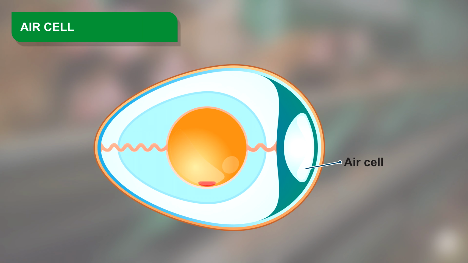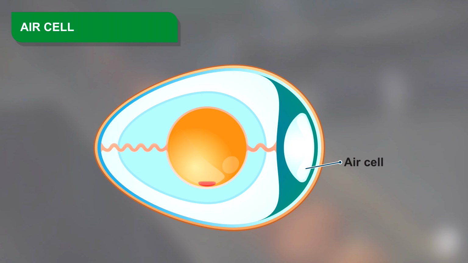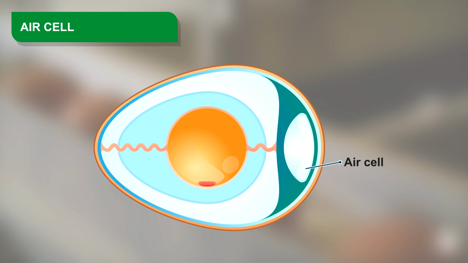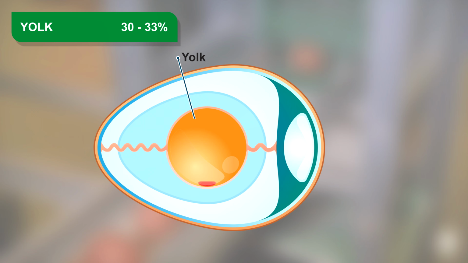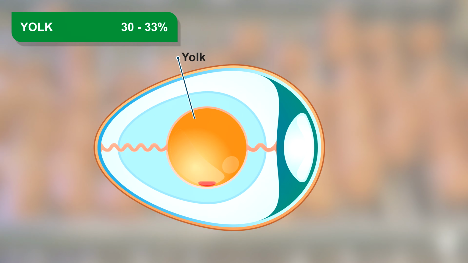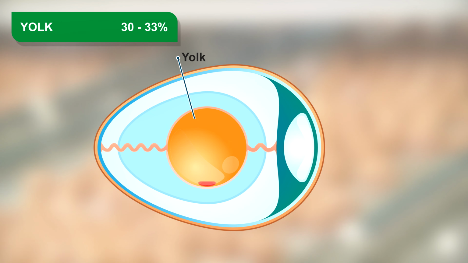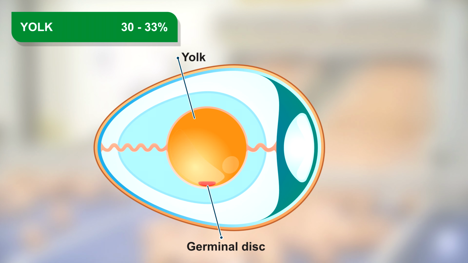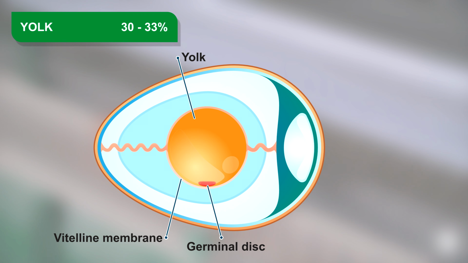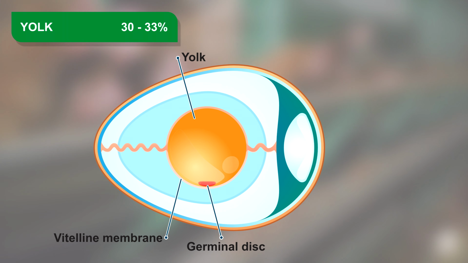Air cell. This space is formed by the albumen contraction after laying and forces the separation of the membranes. Yolk. It represents 30 to 33% of the egg weight and is made up of multiple layers of white and yellow yolk, a germinal disc, a vitelline membrane, and latebra. Contains the germ cells, where fertilization and later embryonic development takes place.